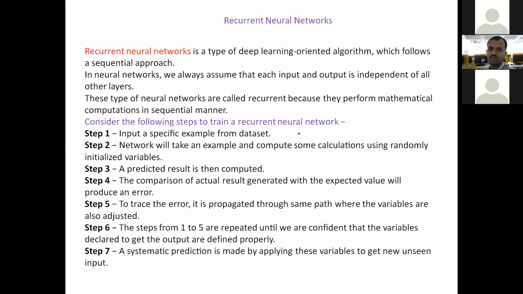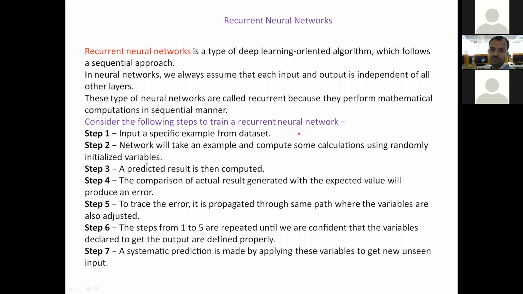In neural networks, we always assume each input and output is independent of all the other layers. But recurrent neural networks are recurrent because they perform mathematical computations in a sequence. What exactly is RNN, and what steps are followed? I have given 7 important steps here. The first one is to input a specific example from the dataset, one small example.